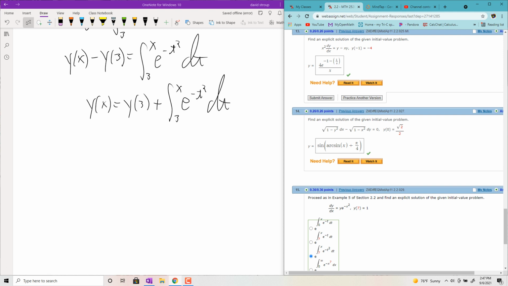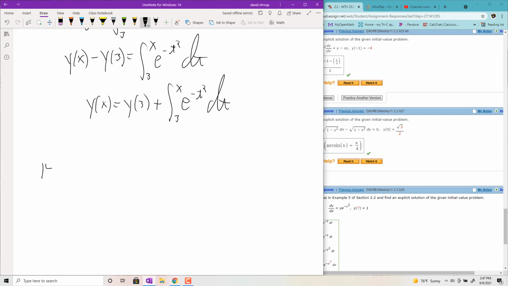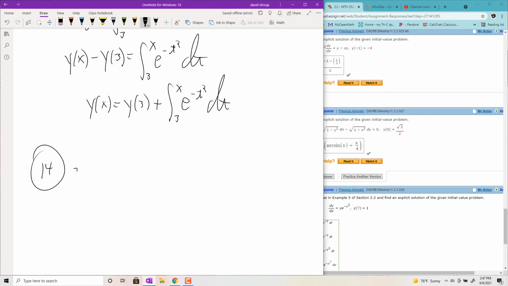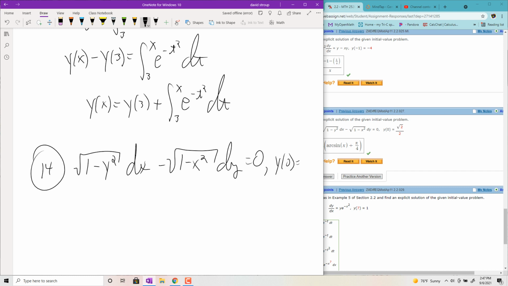None of them are very easy. So let's see if we could pull off the answer for number 14 by embedding the limits in the integral, the initial values into the limit of the integral. Square root 1 minus x squared dy equals 0. Y of 0 is square root of 2 over 2.